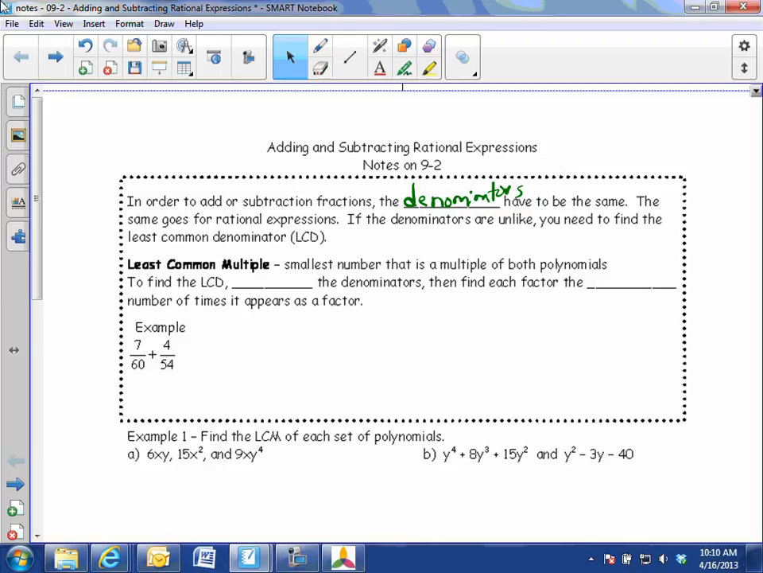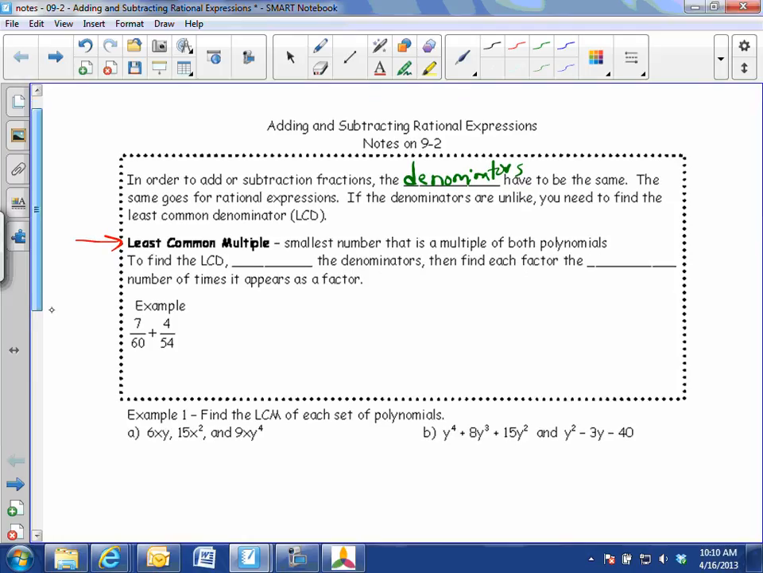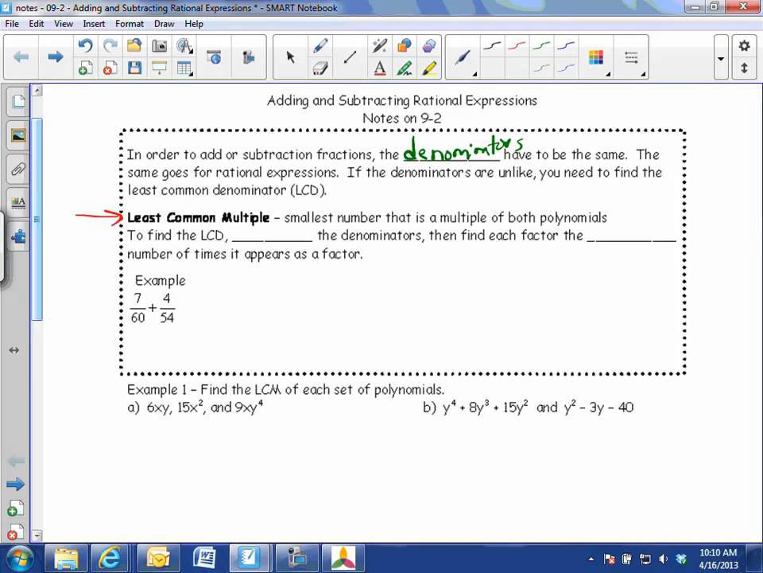In order to get them to be the same, if they are not, you have to find the least common multiple or the least common denominator. It's the smallest number that's a multiple of both of the denominators. So to find it, we're going to factor the denominator. Remember, factoring is like uncoiling, undistributing. And then find each factor the maximum amount of times.